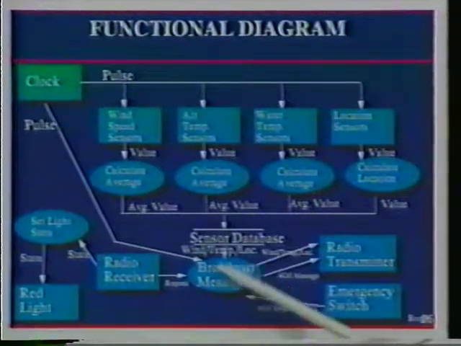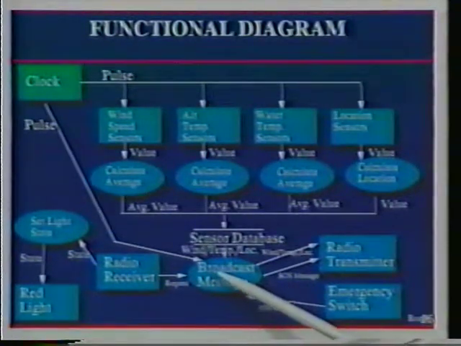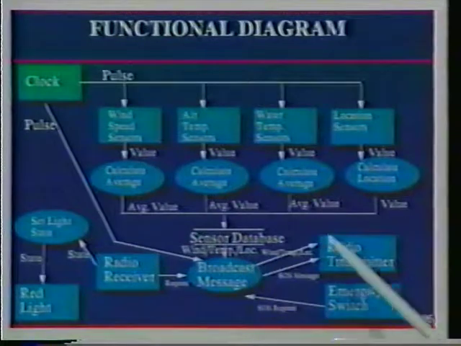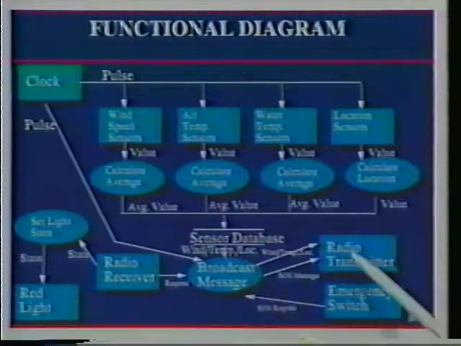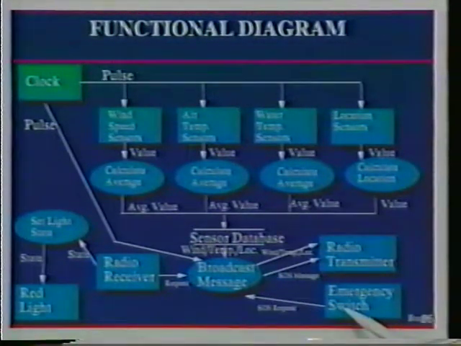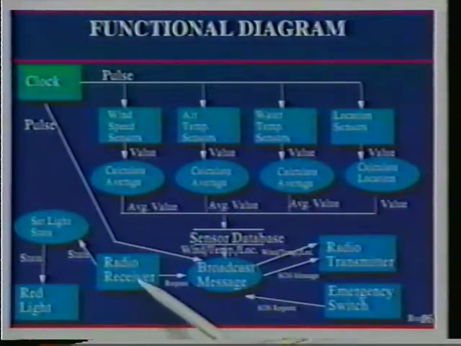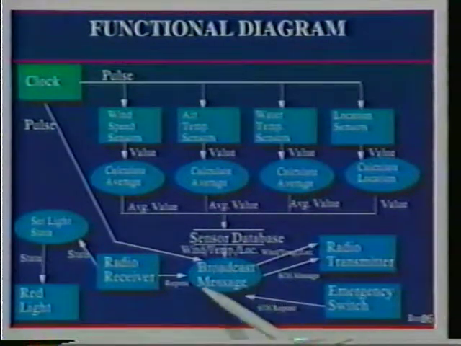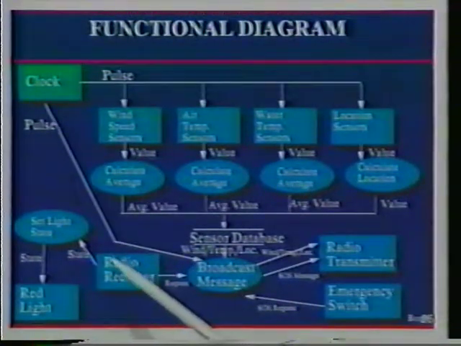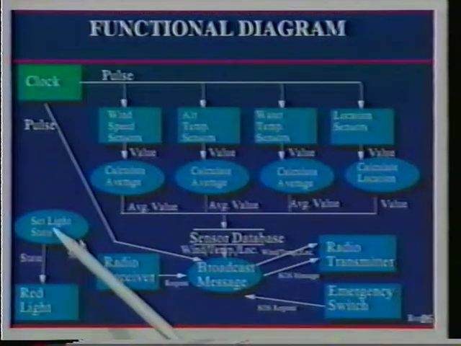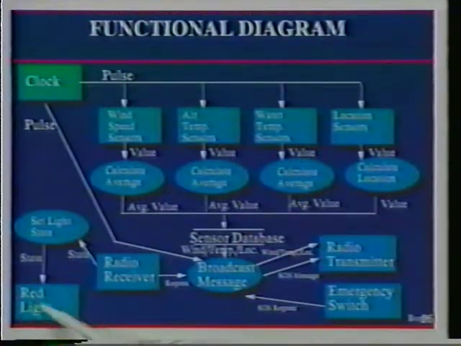It broadcasts to some other unit, would broadcast the message, and that is also done based on this pulse which comes from this clock here. So you send the SOS message to the radio transmitter, and the emergency switch is the one which does the SOS request, and the radio receiver sends a request to this unit here which can broadcast the messages, and the radio receiver also can set the light state to a red light, as we have seen in the previous slide.